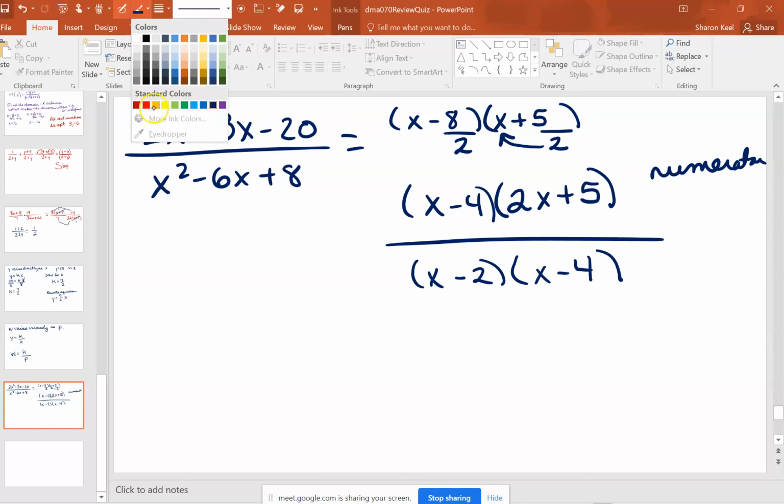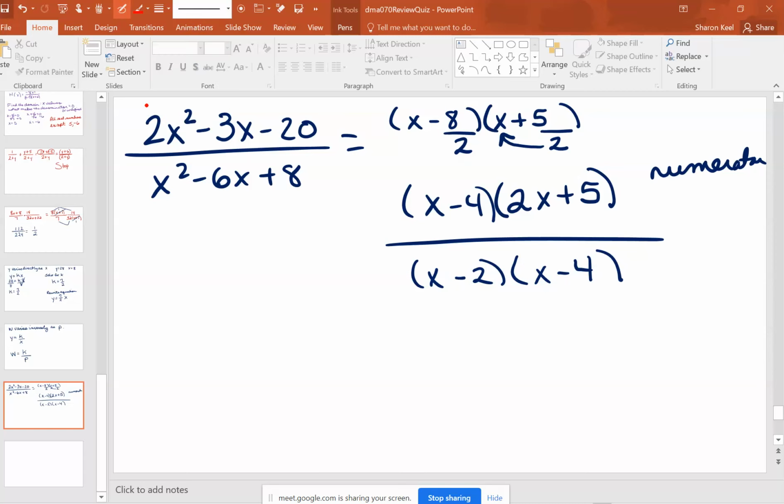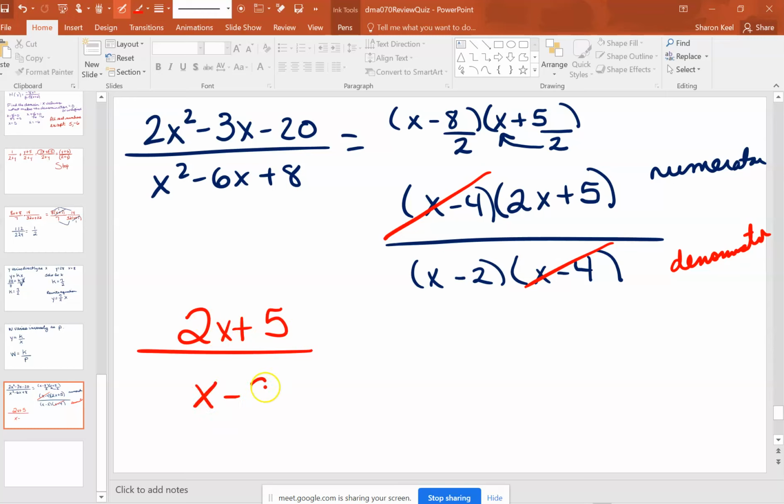Now that everything is factored, I look and see, is there a common factor? This is my denominator. What can we cancel out? The x minus 4 is the same. So my final answer is going to be 2x plus 5 over x minus 2.